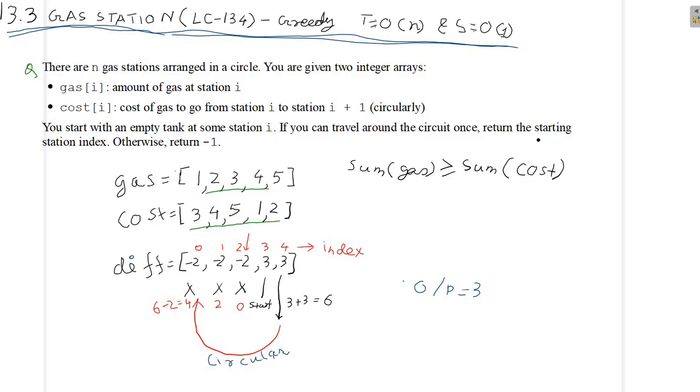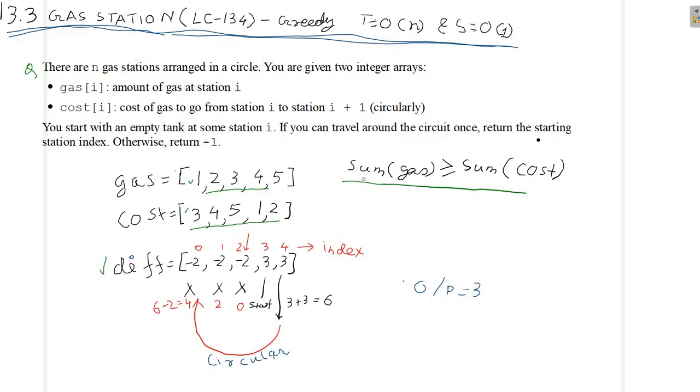Now to solve this problem, we have to find the difference between the gas and the cost. Now there is one condition here: the sum of the gas must be greater than or equal to the sum of the cost. Otherwise we cannot do it, it is actually invalid. Now to do so, we take the difference of the gas at each station and the cost. So what is the difference here?